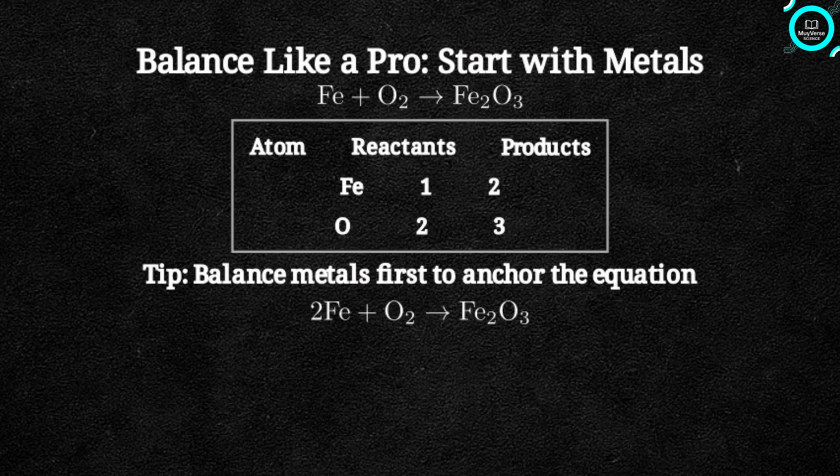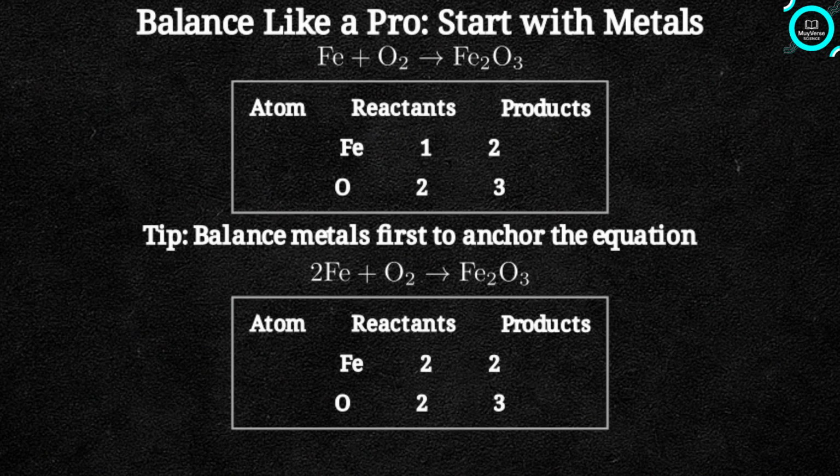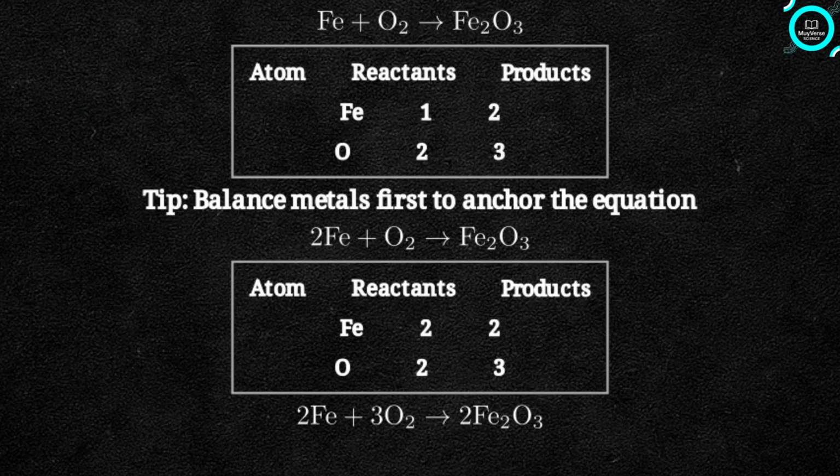Step 2. Balance iron. There are 2 irons on the right, so place a 2 in front of iron on the left. Now recount. Iron is balanced. Oxygen is still not balanced. Step 3. Balance oxygen. We need a common multiple of 2 and 3, so make 6 oxygens on both sides. Put a 3 in front of O2 and a 2 in front of Fe2O3.